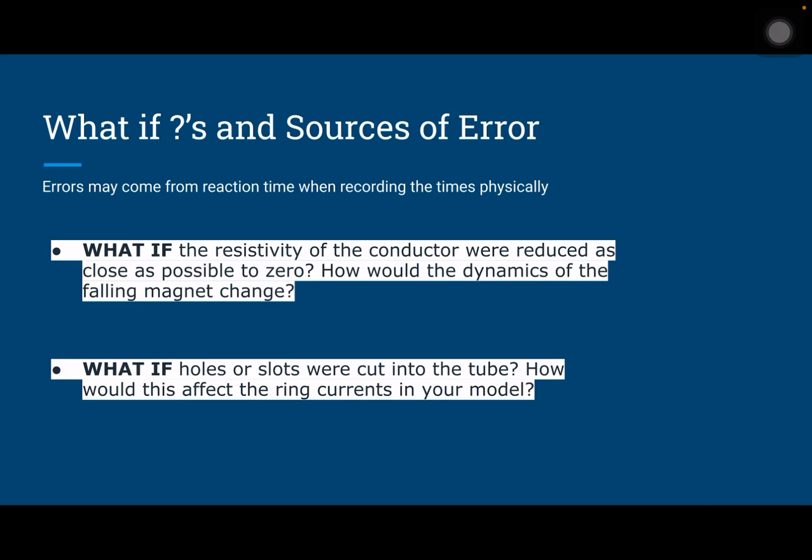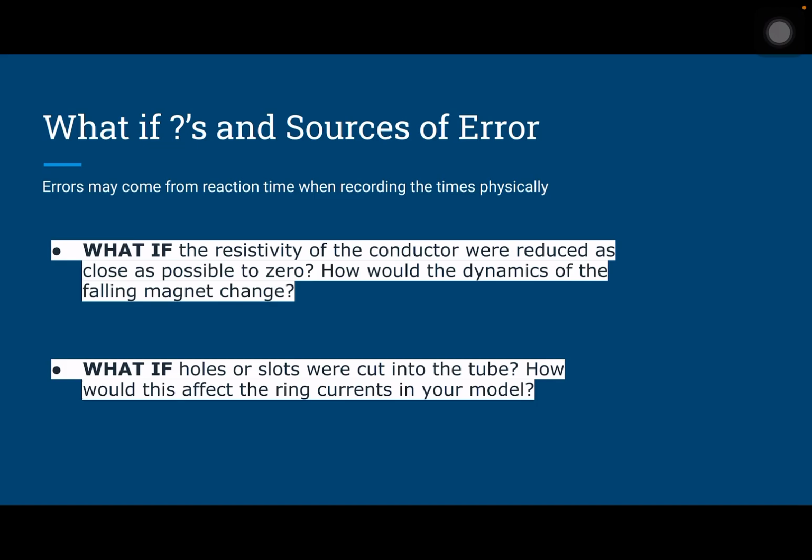So what if the resistivity of the conductor was reduced to as close to 0 as possible? How would the dynamics of the falling magnet change? I think if the resistivity was 0, I believe it would be infinitely fast. It would just fall straight through, happening almost instantly.